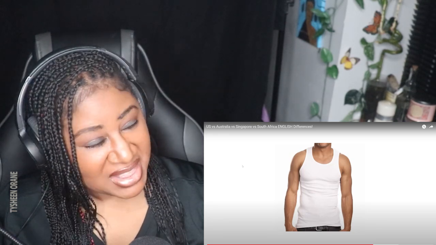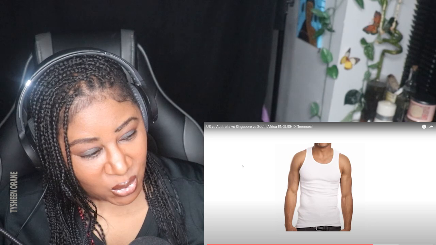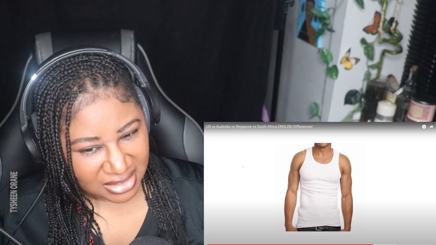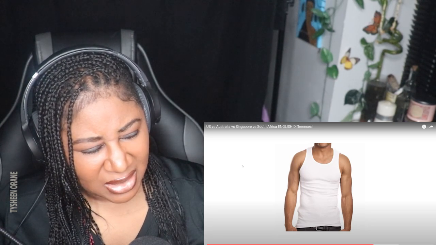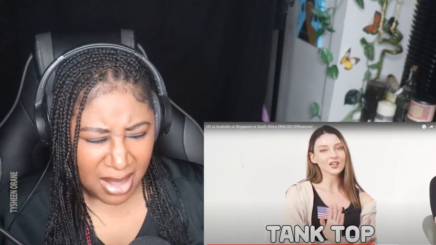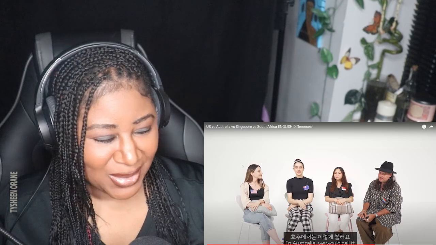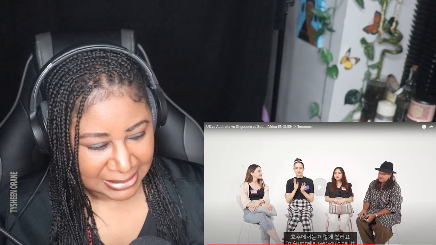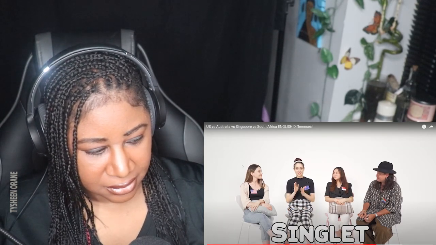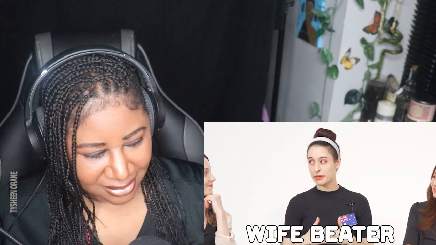Wow. This one, do they call this wife beater? What do they call this again? In the US, tank top. Oh my God, I totally forgot what you call it. Tank top. In Australia, we would call this singlet, but there is another word for it which is inappropriate. We call it a wife beater.